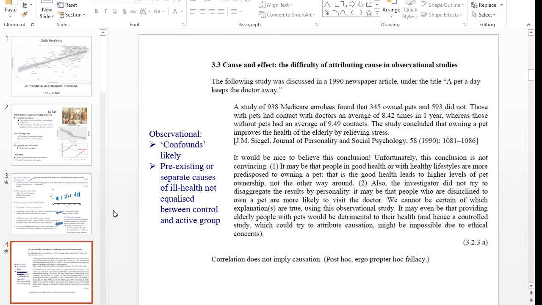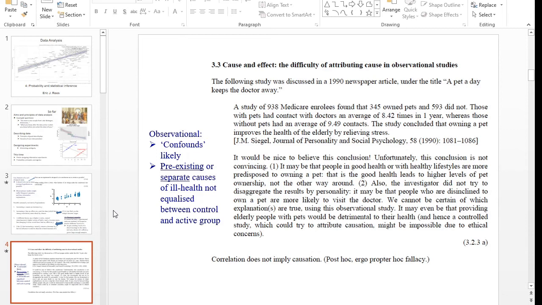So this is a 1990 report. There was a study of 938 Medicare enrollees. It found that 345 owned pets and 593 did not. The people who did own pets had contact with doctors an average of 8.4 times in a year, whereas those with no pets had contact with their doctor an average of 9.5 times. These are retired people, Medicare enrollees.